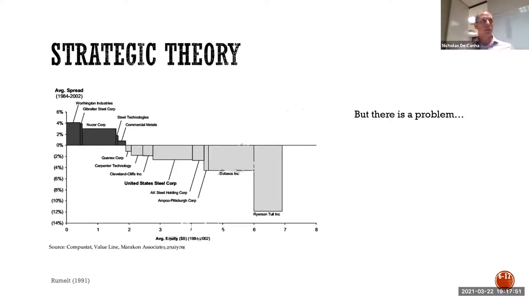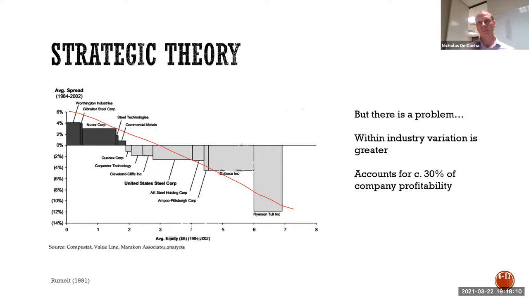And this is what it looks like inside one industry. This is steel. It happens to be steel. That's the graph. And here is the spread of profitability. So as you can see, steel has got just as much variability as there is between industries. So this is inside one industry. And this actually accounts for in the end more variance in company profitability than industry does.